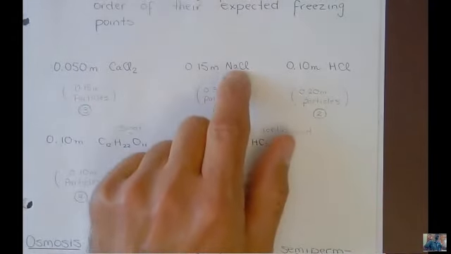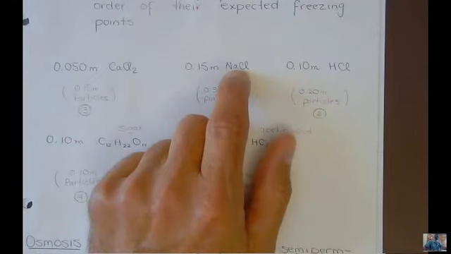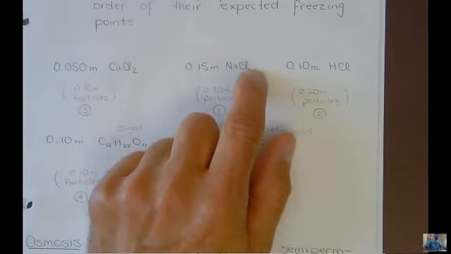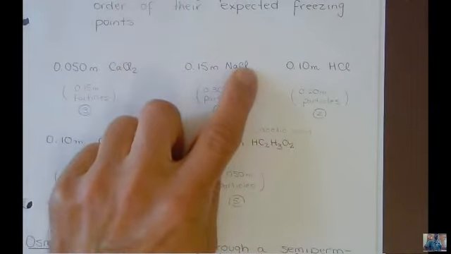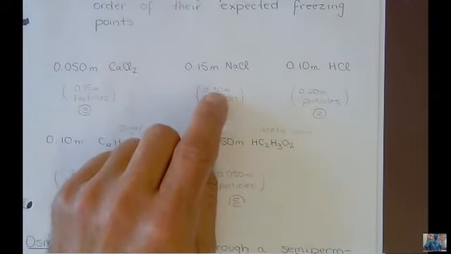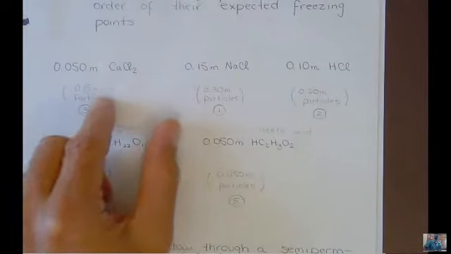Okay, NaCl, that is an ionic compound, so i is equal to 2. I get a sodium and a chloride, right? i was 3 here, i is 2 here. So 2 times 0.15 gives me 0.30. So this guy beats out the first one.